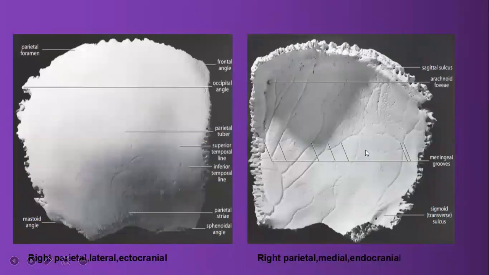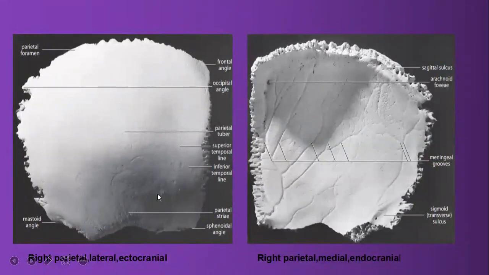So we have the two bones, but they are the same, only that this is the parietal on the ectocranial surface, while this is the parietal endocranial surface. Those angles which we have been able to identify: the first one being the occipital angle right here, frontal angle located right there, and we have the sphenoid angle, and finally the mastoid angle.